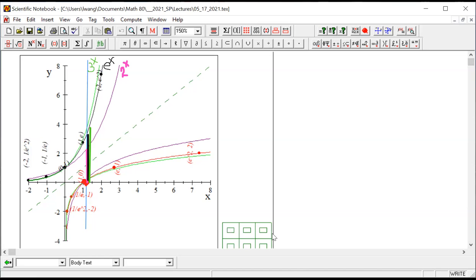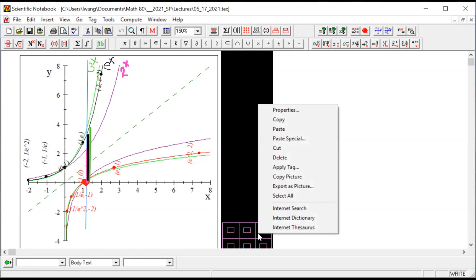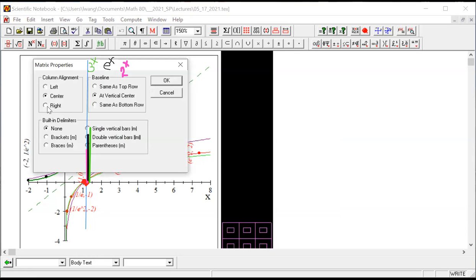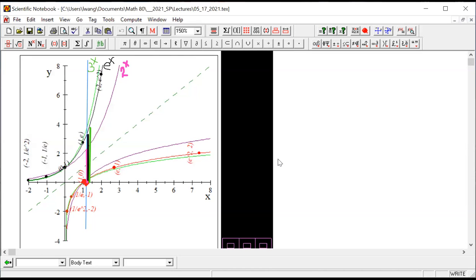The software sometimes just properties. Let's see if I can move it up. It doesn't move up for me.